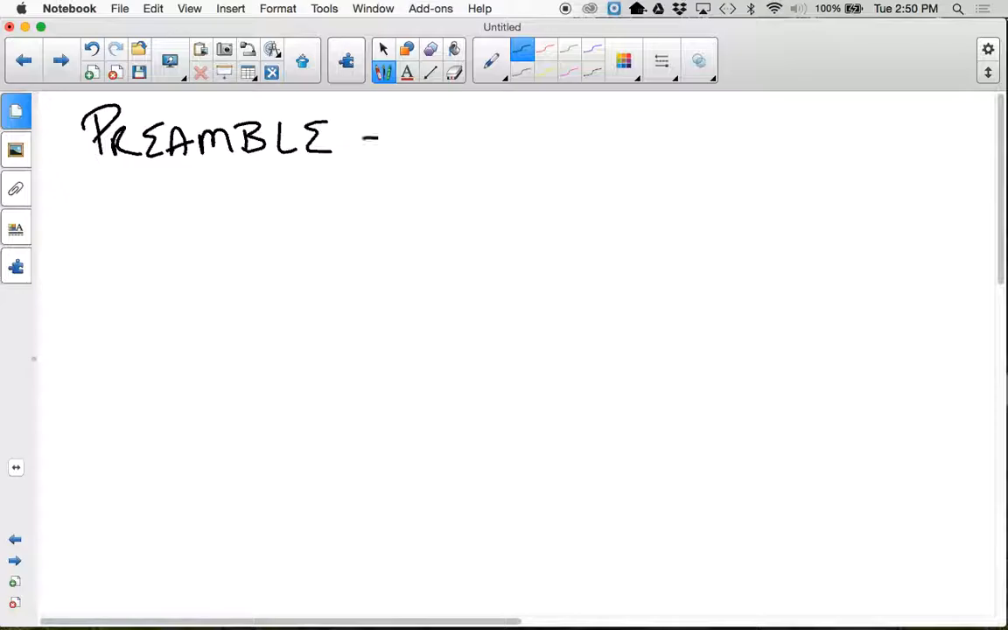What the preamble is, it's basically the mission statement of the Constitution. It is designed to be the really broad, overarching goals that we have as a Constitution. It is not giving specific laws or specific rules. It doesn't set anything up. It's designed to do these big picture things.